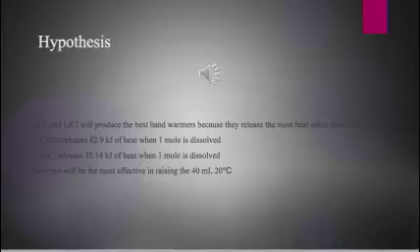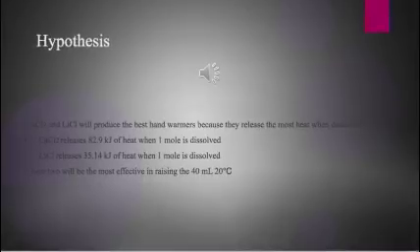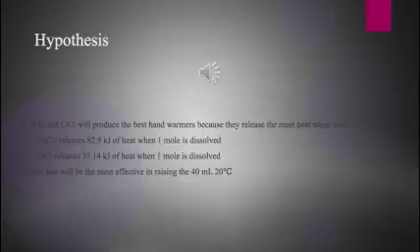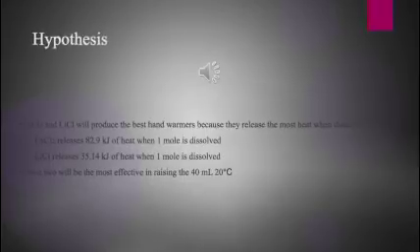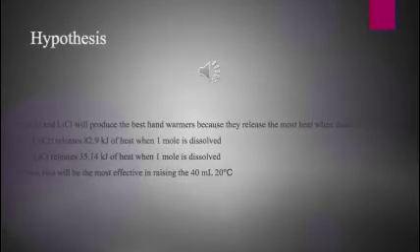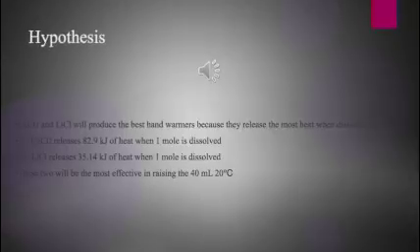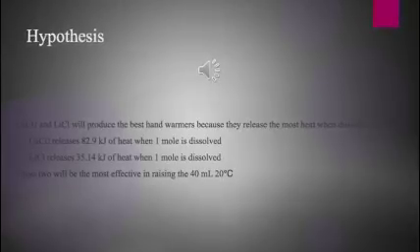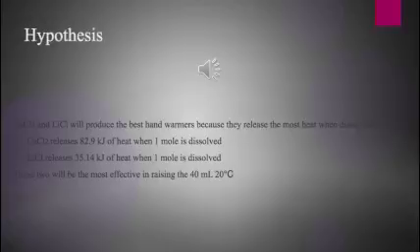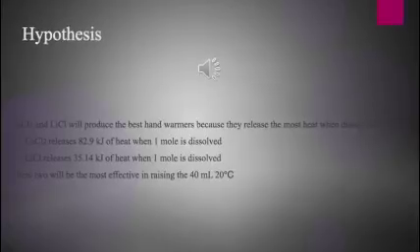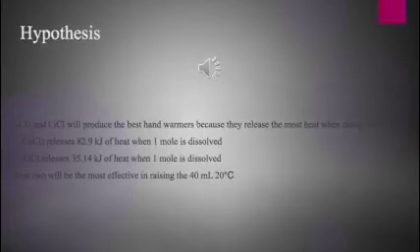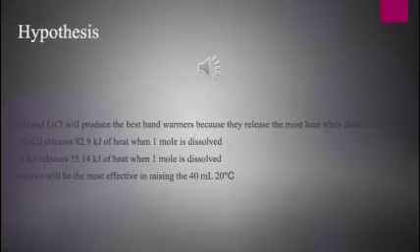Prior to the experiment, we hypothesized that calcium chloride and lithium chloride will produce the best hand warmers because they release the most heat when dissolved. Calcium chloride releases 82.9 kilojoules of heat when 1 mole is dissolved. Lithium chloride releases 35.14 kilojoules of heat when 1 mole is dissolved. These two will be the most effective in raising 40 milliliters of water 20 degrees Celsius.